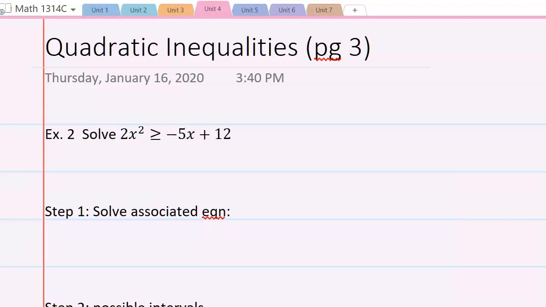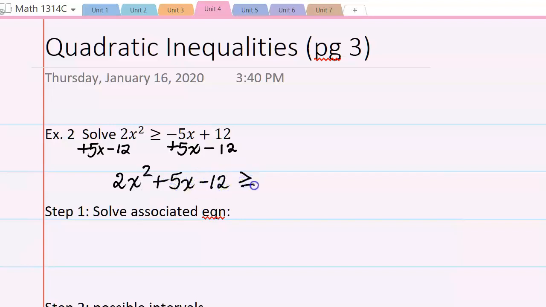First, we need to place this inequality in standard form by adding 5x to both sides and by subtracting 12 to both sides of the inequality. This will give us 2x squared plus 5x minus 12 is greater than or equal to 0. Step 1 for solving quadratic inequalities is to solve the associated equation. This means we need to solve 2x squared plus 5x minus 12 is equal to 0.